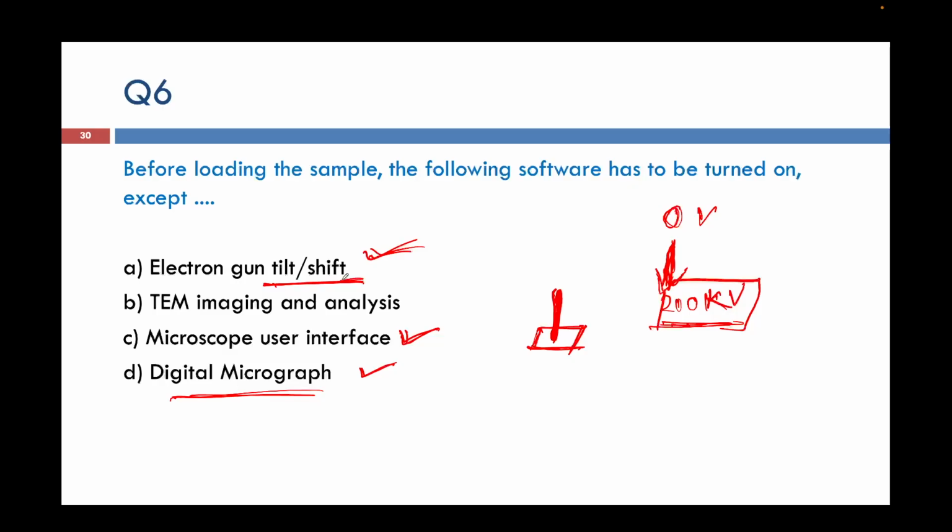Even if you don't know this one, for the TEM imaging and analysis, always remember analysis is carried out always after, not before. So that is why option B will be the correct answer.